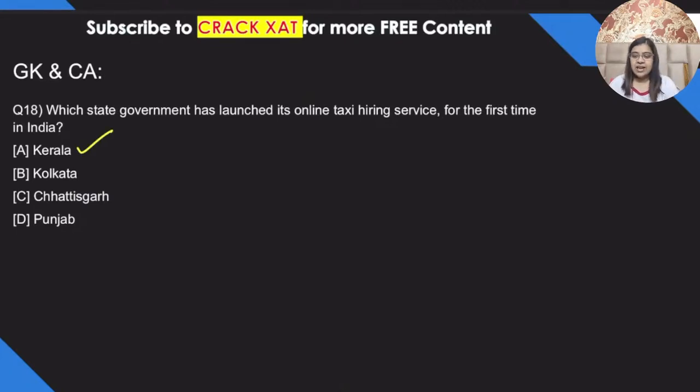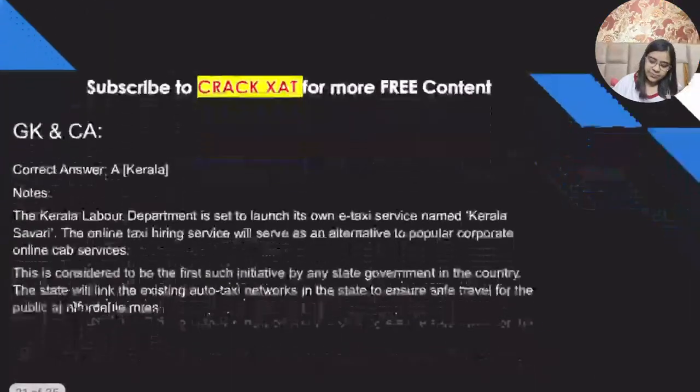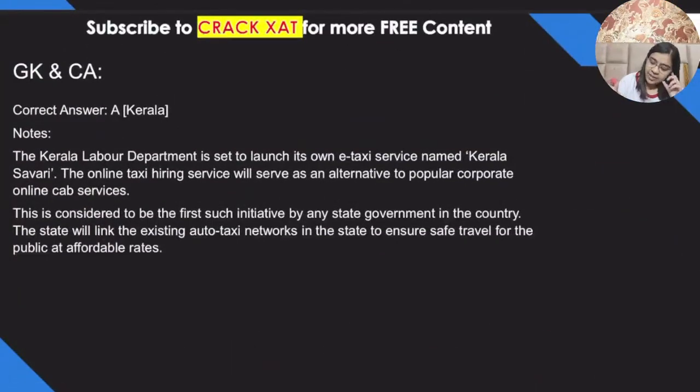Option A, Kerala. The Kerala Labor Department is set to launch its own e-taxi, which is Kerala Savari. The online taxi hiring service will serve as an alternative to popular corporate online cab services. This is their own. Exactly, Vamsi. New things happen in Kerala. So, this is a state government launched taxi service. I am not saying that Ola, Uber does not work in Kerala. I am trying to say who has done it for the first time.